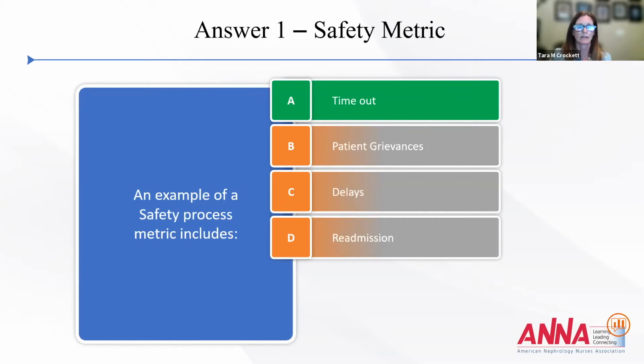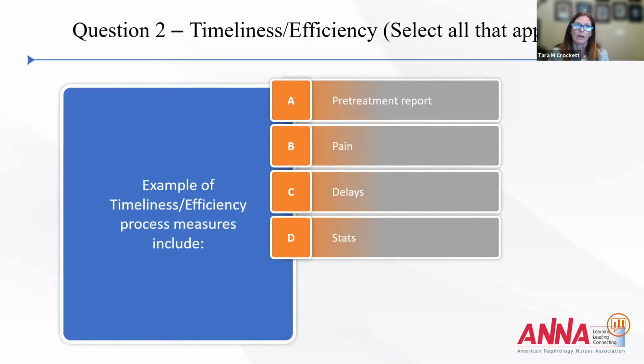Awesome, guys. Great. All right, let's open our second poll. So we're going to select the measure that best fits into an example of a timeliness efficiency measure. And I am going to give you 45 seconds. Actually, I'm going to give you 30 because you guys were really quick last time. All right, 10-second countdown. All right, let's close that poll and let's look at the answers.